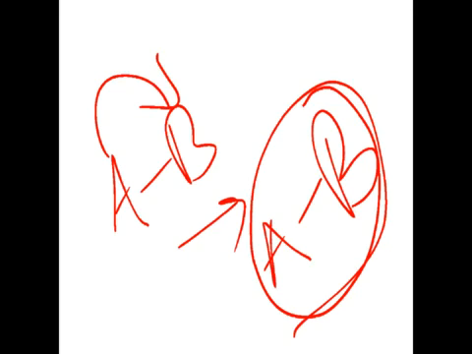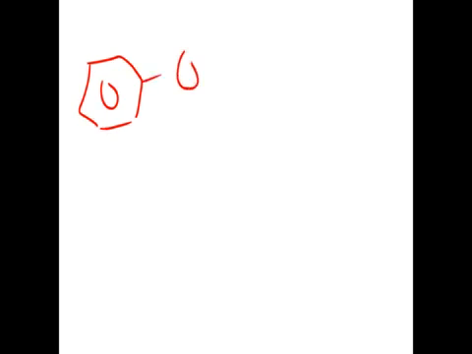So that is about the irreversible alpha 1 and alpha 2 blocker, or irreversible non-selective blocker. For example, phenoxybenzamine. Okay, so I will just draw the structure of phenoxybenzamine. This is phenoxy.